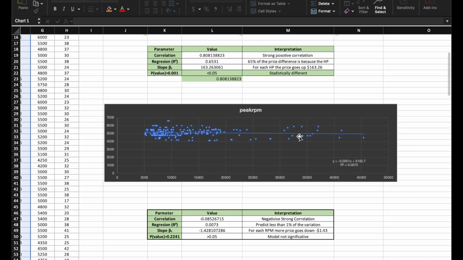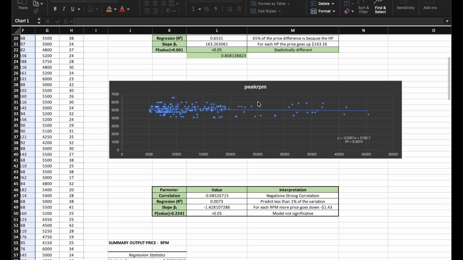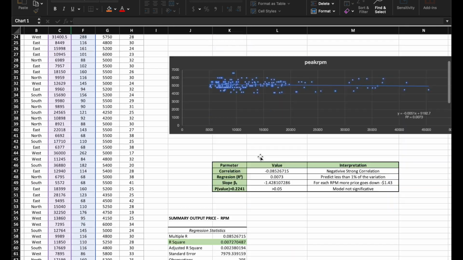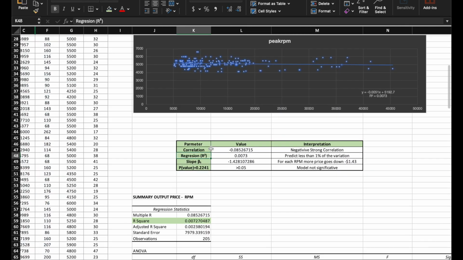And then we compare with scenario B, that is peak RPM, and to do this are the same steps as for the horsepower. And what do the values say? Basically the values say that the correlation is a negative, weak correlation, so there is no correlation here. It's almost zero, so there is no relationship.